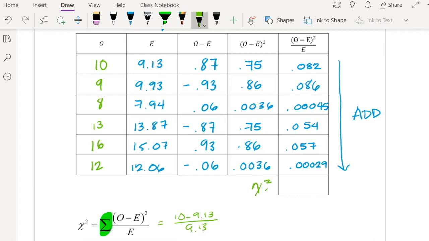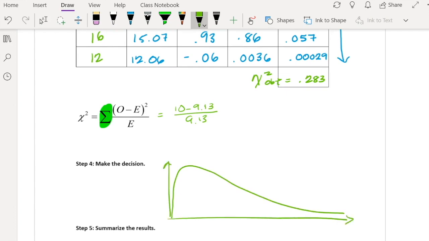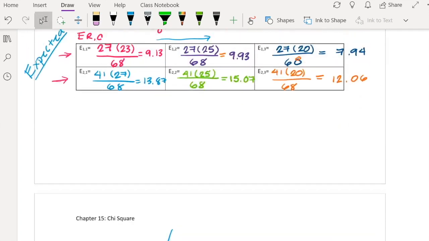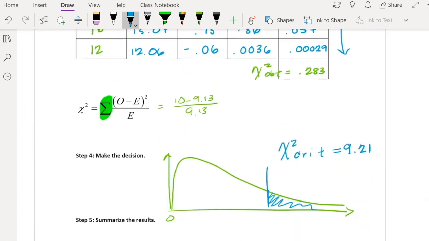So chi-square obtained is going to be 0.283. So next I need to make my decision. Remember, my chi-square is always positive, starts at 0, and then it increases. My chi-square critical was 9.21. I was going to say 29, so I'm glad I looked.